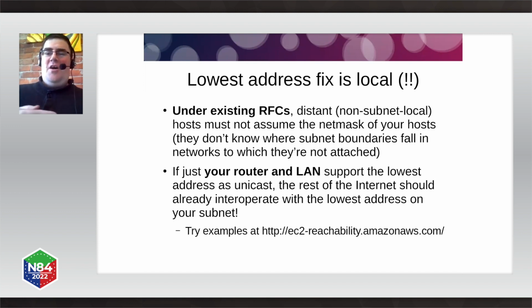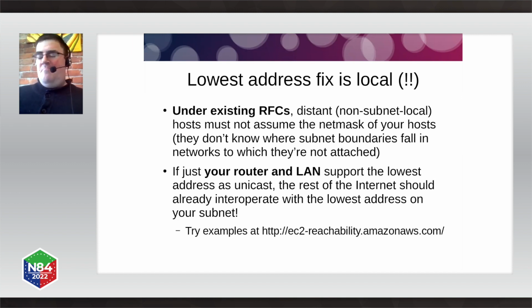that hosts that are not on your subnet are already forbidden from assuming what netmask you're using because they don't know where your subnet boundaries inside your network are. So if your router and your host interpret the lowest address as a non-broadcast address, the rest of the internet should already interoperate with it.